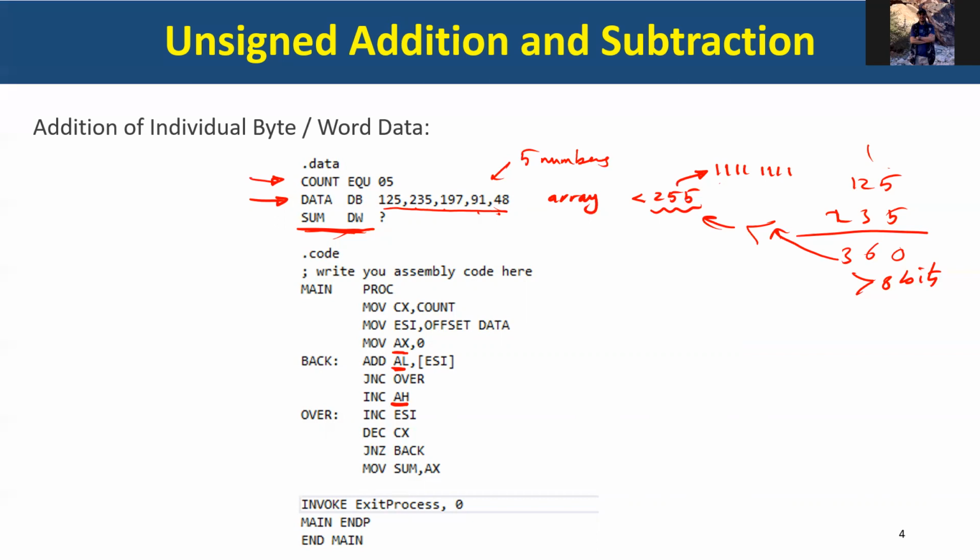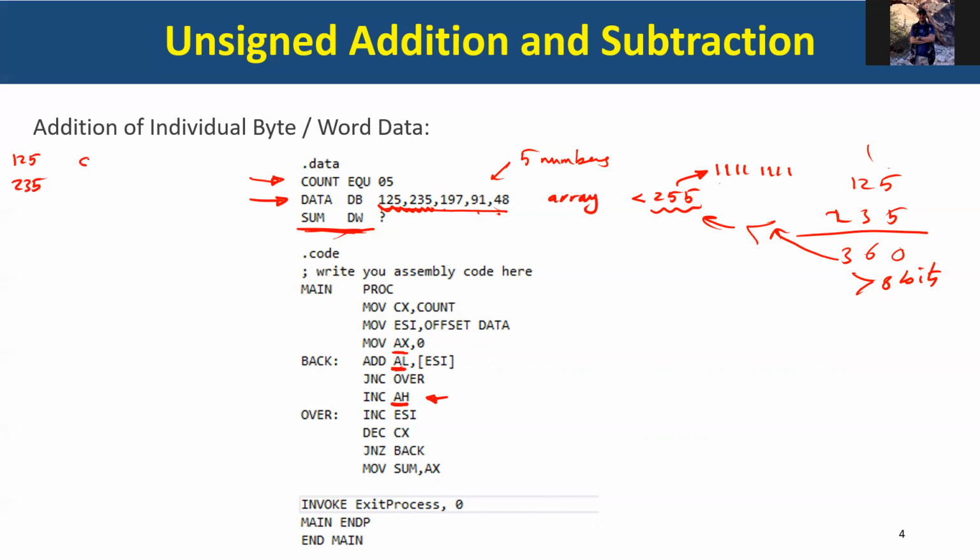So here it uses AL, which is 8 bits, although some of the result might exceed 8 bits. Like for example, if you add 125 to 235, this will exceed 8 bits. We're going to need for this one in specific 9 bits. So whenever we have a carry, we're going to increment AH. So let's do this step by step. Let's first add 125 and 235.